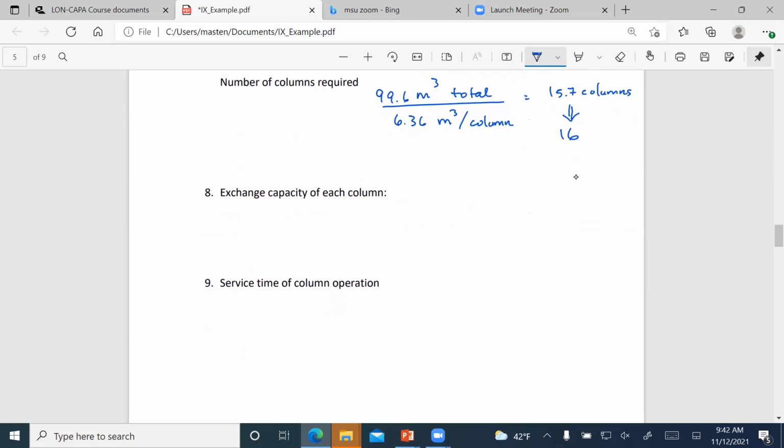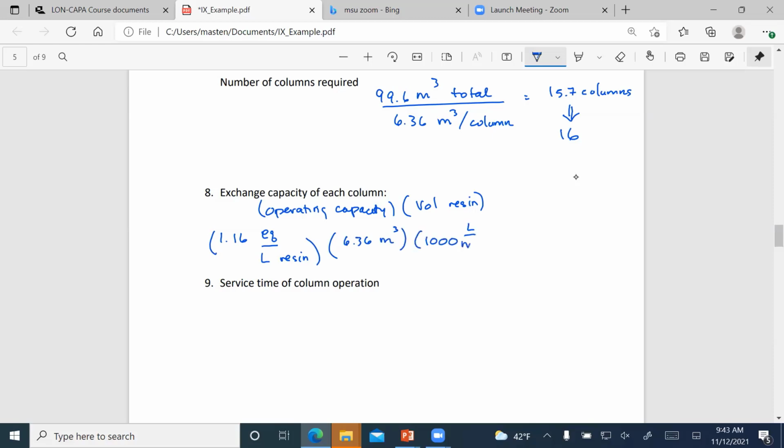Okay. The exchange capacity of each column is the operating capacity times the volume of resin. So we have 1.16 equivalents per liter of resin times 6.36 meters cubed times 1,000 liters per meter cubed. Liters cancel, meters cubed cancel, and that is 7,380 equivalents, or 7.38 times 10 to the 6 milliequivalents, just to keep everything in the same units.